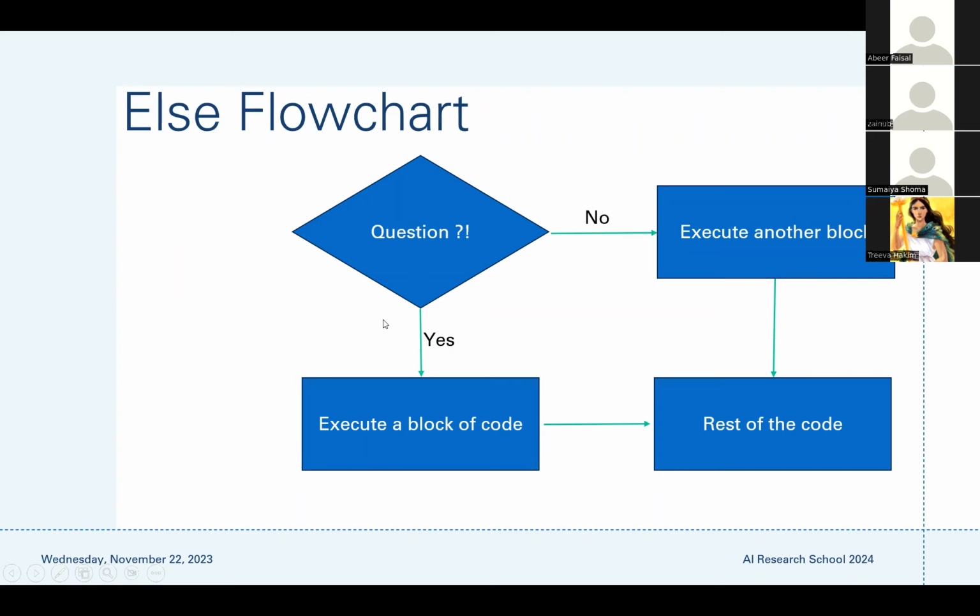This is the flowchart for else. So for else, if the question evaluates to no, this block of code is going to be executed. If it's yes, this block of code is going to be executed. And then the rest of the code is going to be executed.